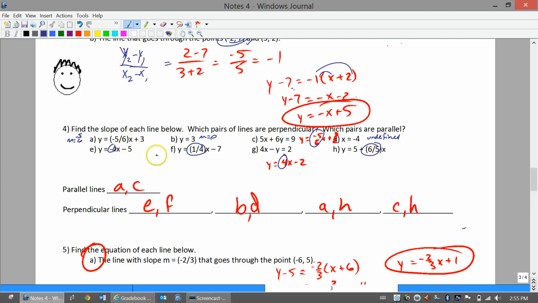A and H, they have slopes that are opposite reciprocals from each other. Flip it and change the sign. C and H, again, opposite reciprocals. Okay, so of course, let me know if you have any questions.